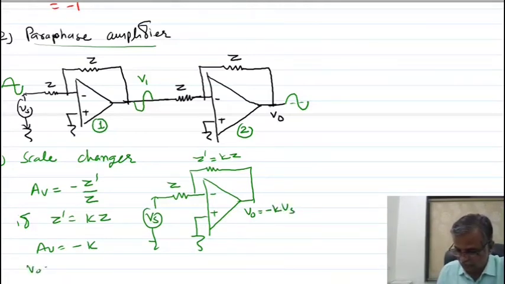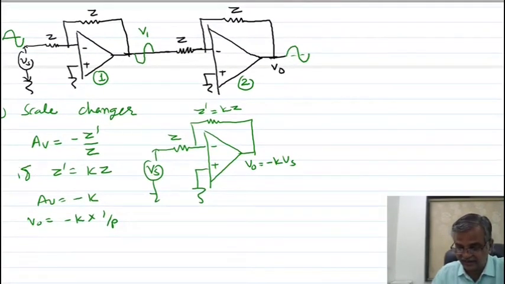So what is your output? Minus K into the input of the amplifier. Means the output scale is multiplied by K times. Whatever scale is here, that scale is multiplied by K times. So this is called a scale changer. You can get double, triple, 4 times, 5 times, 6 times. If this is your 1K, you keep 2K, your output is multiplied by 2 times.